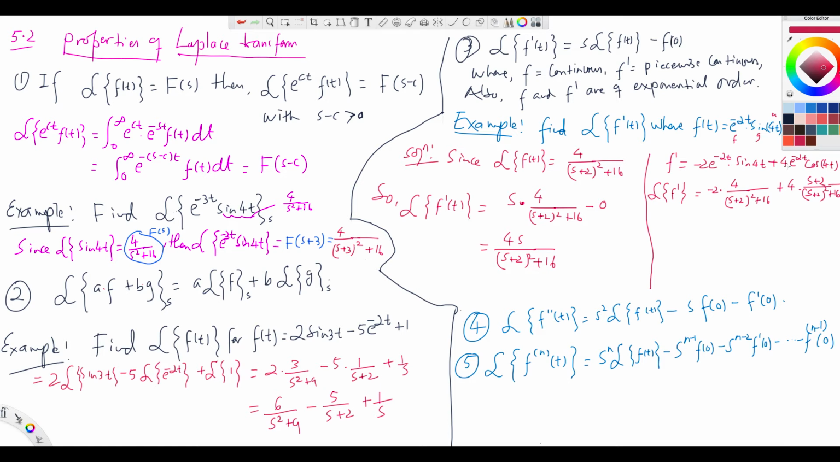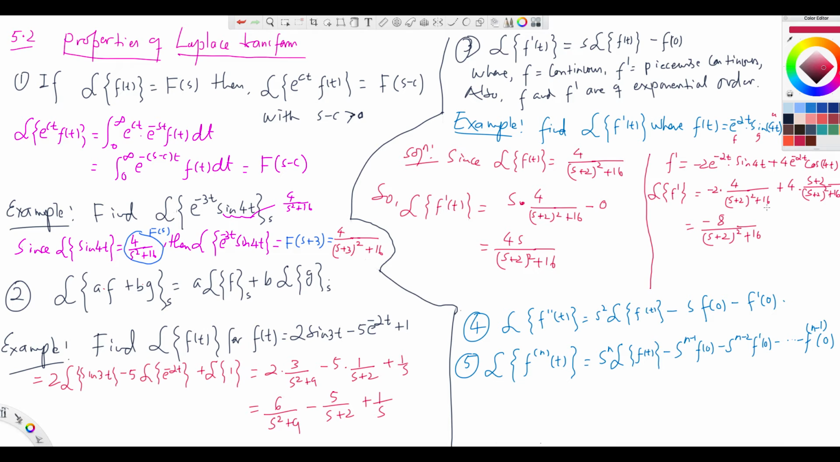Because there is e to the negative 2t. So s will be replaced by s plus 2 in the formula of the Laplace transform of cosine 4t. You see that? So this will become negative 8 over (s plus 2) squared plus 16, right?